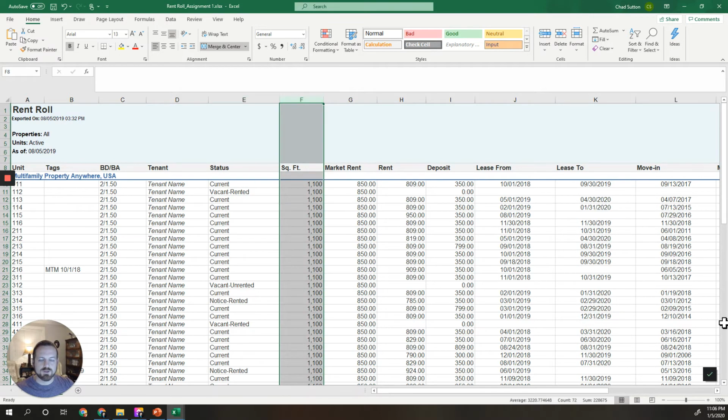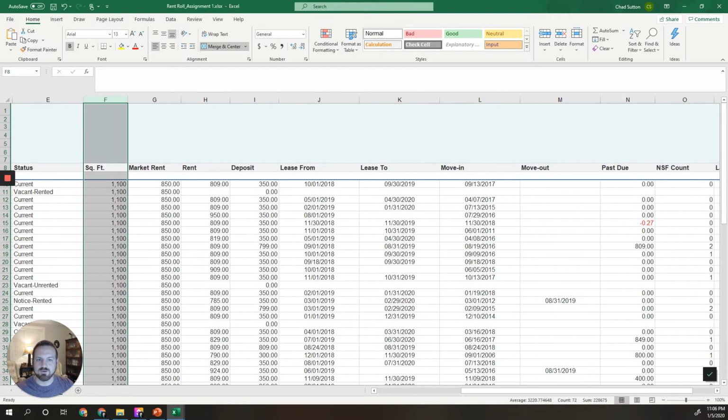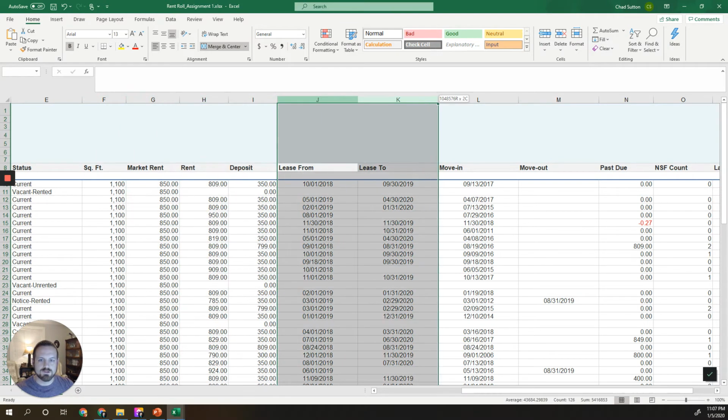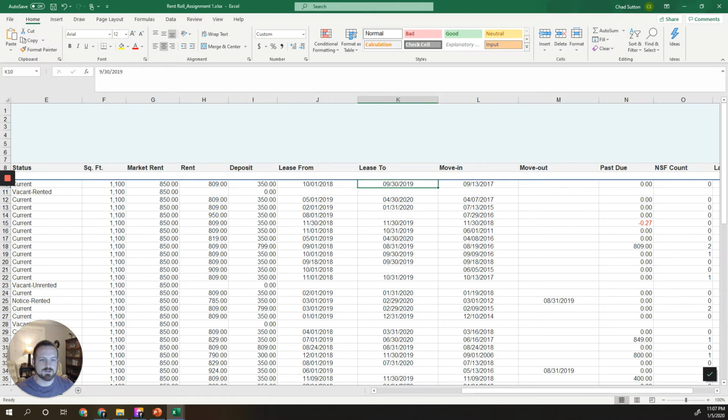Square footage, and then, let's skip over these for a second because we're going to come back to that. Your lease term, lease from, and lease to, so the initiation of the lease and the termination of the lease. If it's blank, oftentimes that means their lease expired already and they just haven't renewed.